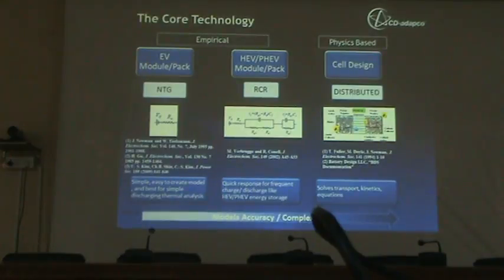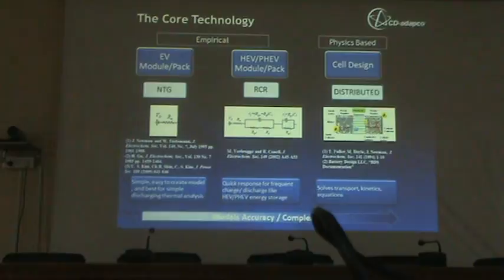So coming to the models implemented, we have two equivalent circuit models and one detailed electrochemistry model. They are based on particular literature available. You can come back to me and ask for literature, or you can go and search for it yourself. The two empirical models, or equivalent circuit models, available are MTG and RCR. Both of them are for EV or HEV kind of analysis.